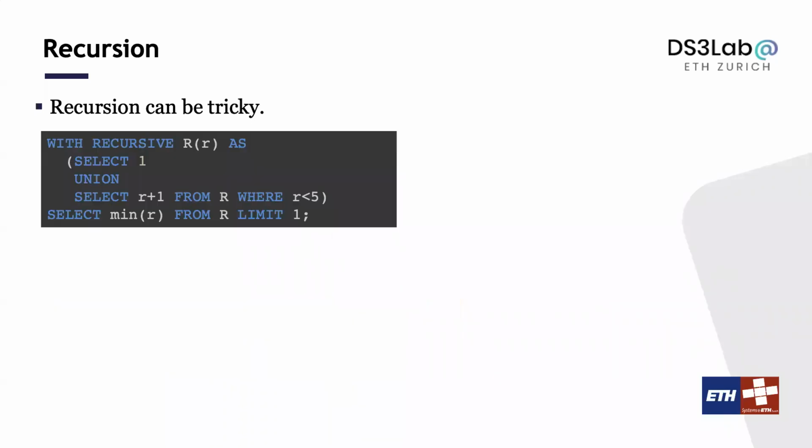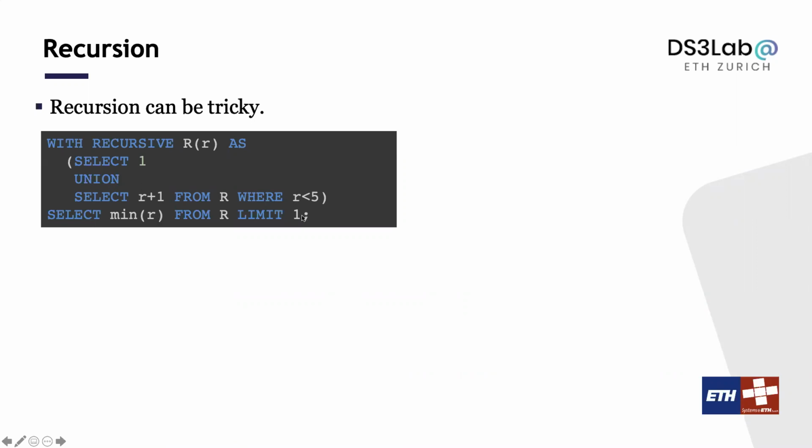Okay. So now let's look at another example, to make sure we are on the same page about semantics. Here it's getting a little bit more complex. You have a recursive query: select 1, union, select R plus 1 from R where R is smaller than 5. And then I try to answer the minimum.